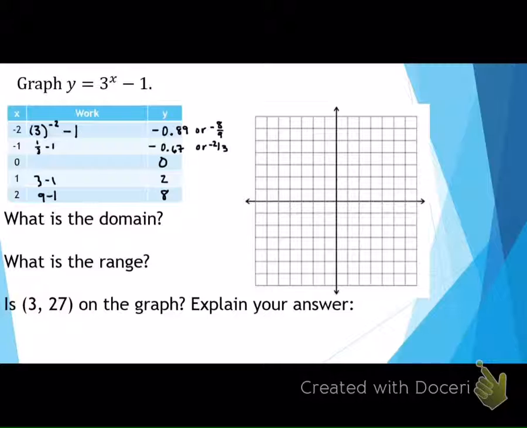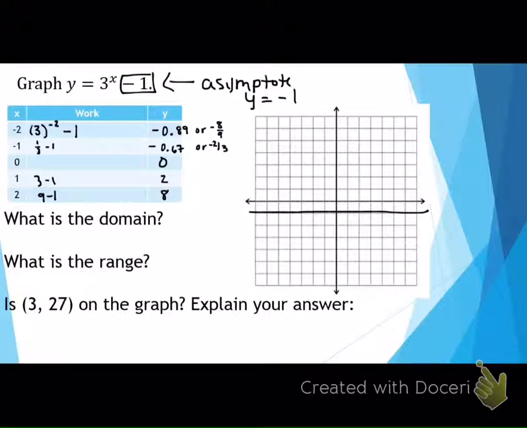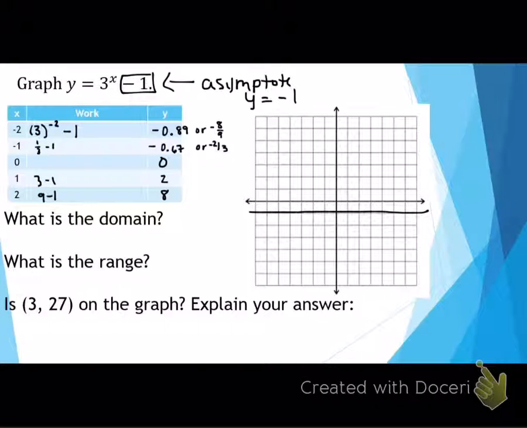Okay, go ahead and plot your, wait, where's our asymptote? Who can tell me where is it? Negative. It's -1. Our asymptote has moved. We're never going to cross -1. So this time our asymptote is at y equals -1. So I'm going to draw a horizontal line through -1 that I'm never, ever, ever going to cross. So then I'm going to plot my points.